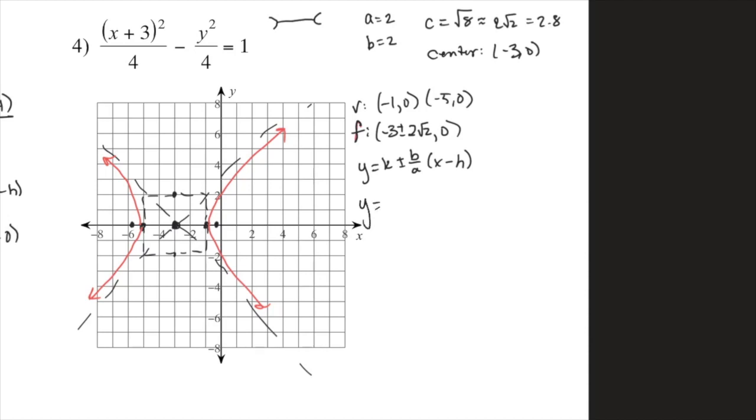The asymptotes: y equals k plus or minus b over a times x minus h. Plug all this stuff in. y equals, let's see, k is 0 plus and minus b is 2 over 2 times x minus h, which is going to be -3. So we end up getting y equals, well, let's just say x plus 3. And we get y equals -x minus 3 are the two asymptotes. And that brings us to the end of this assignment.